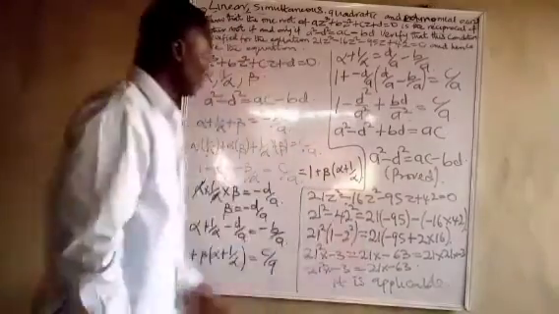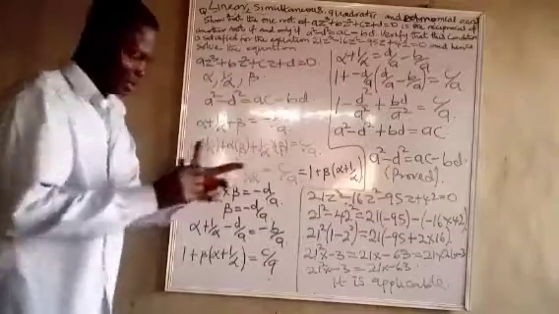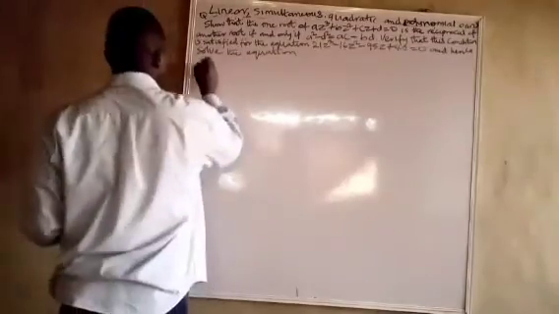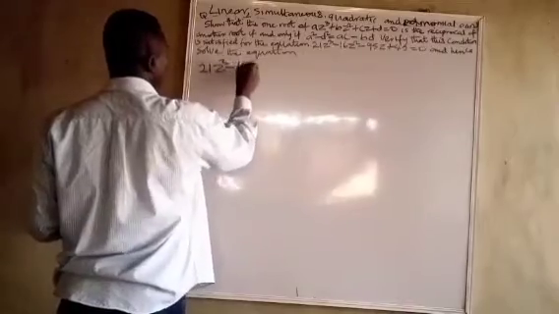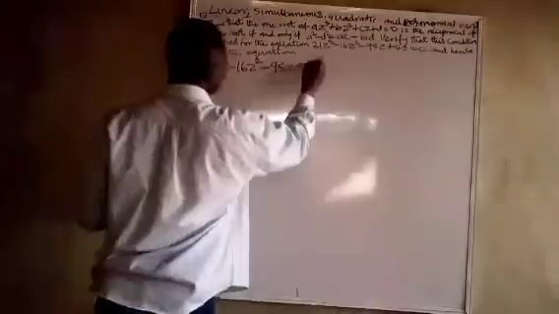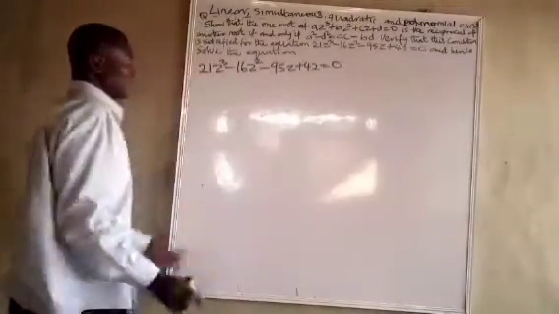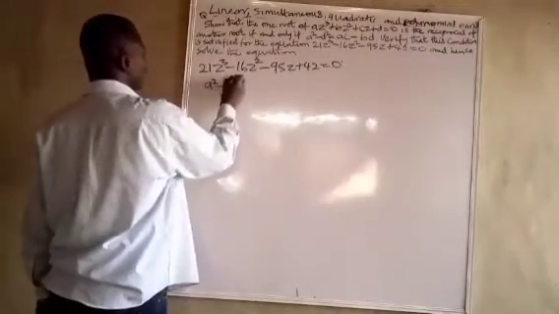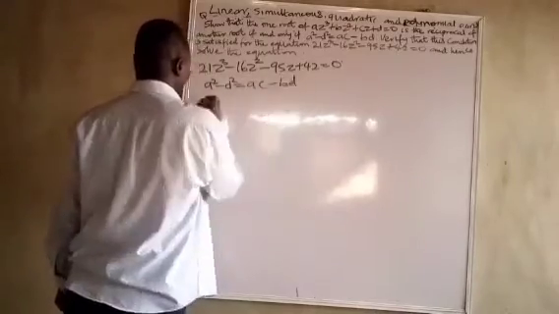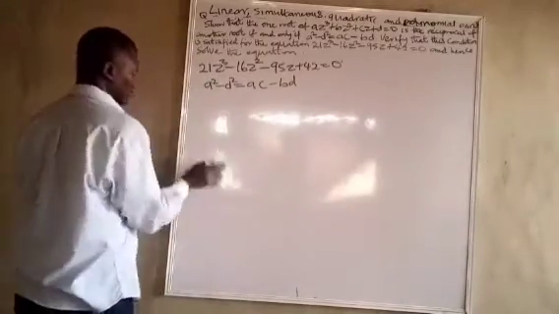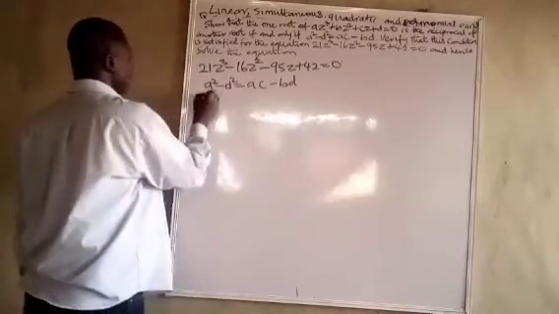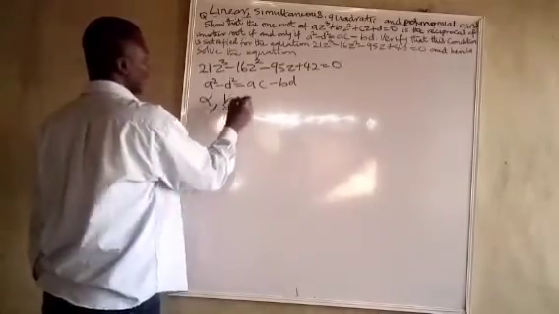Since we have verified that it is applicable, we can now go on and solve our equation. Now for the equation 21z cubed minus 16z squared minus 95z plus 42 equals 0, we have been able to verify that a squared minus d squared is equal to ac minus bd. And what does that tell us? It means that one of the roots is the reciprocal of another one. That is, we have the roots in this sequence: alpha, 1 over alpha, and beta.